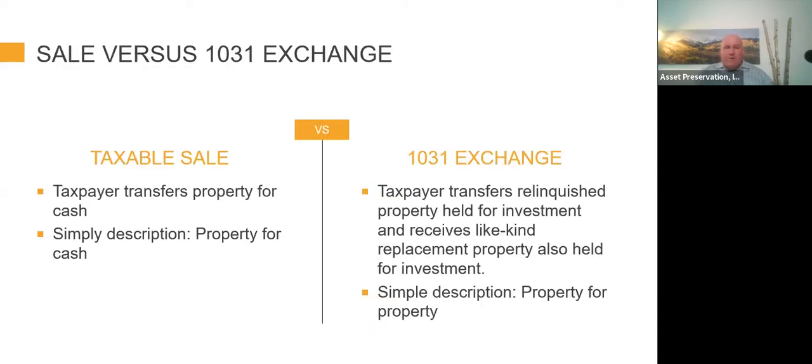Now, simply put, when we look at a taxable sale, somebody sells a property, they transfer it, and they get back cash. With an exchange, they give up a property held for investment, and they get back a like-kind property also held for investment. So think of sale: property for cash. An exchange: property for other like-kind property.